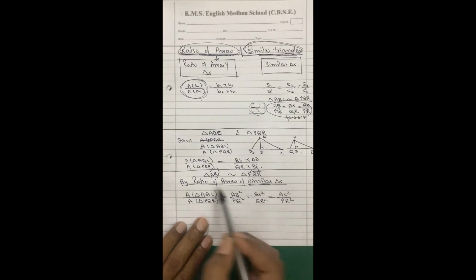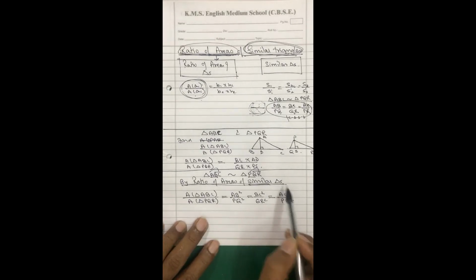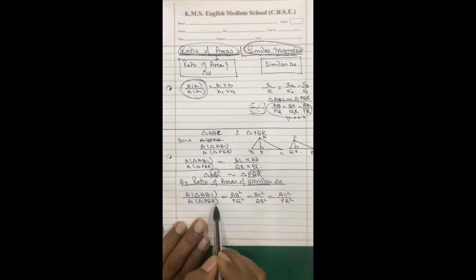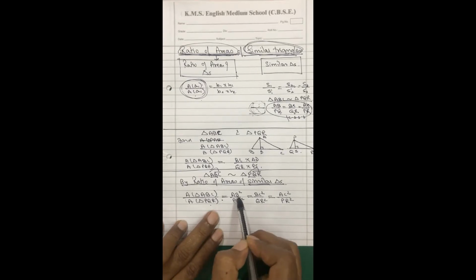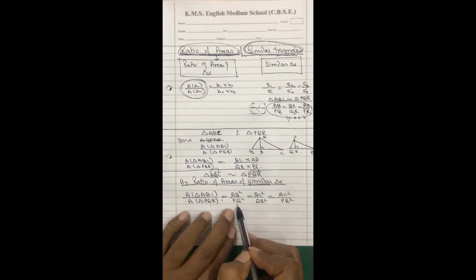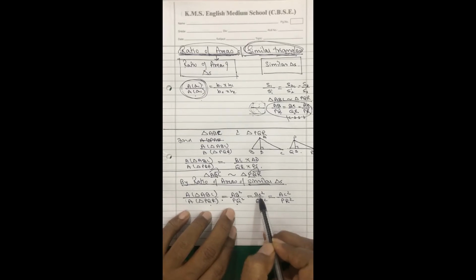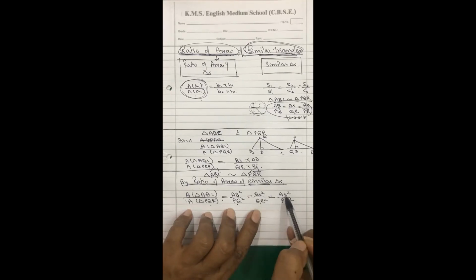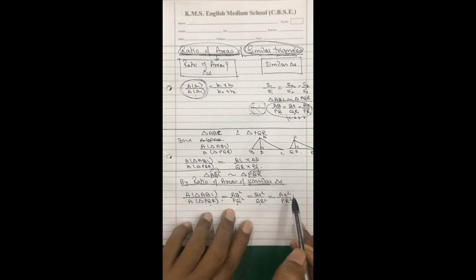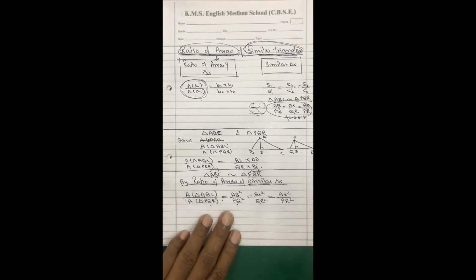But when you apply the ratio of areas of similar triangles, then you will have area of triangle 1 upon area of triangle 2 is equal to corresponding side 1 square upon corresponding side 1 square, corresponding side 2 square upon corresponding side 2 square, corresponding side 3 square upon corresponding side 3 square. This will be the complete equation that you will be getting.